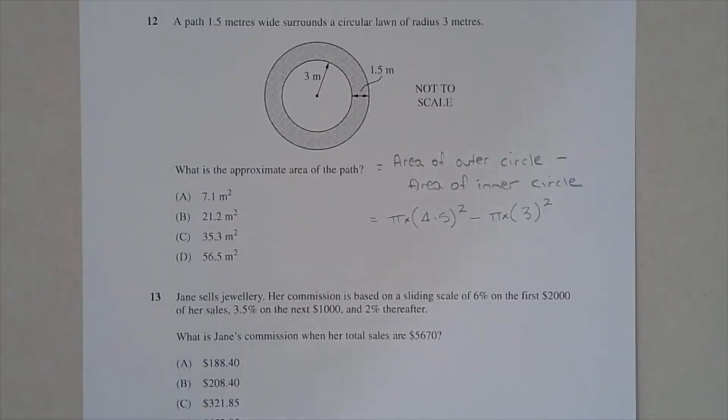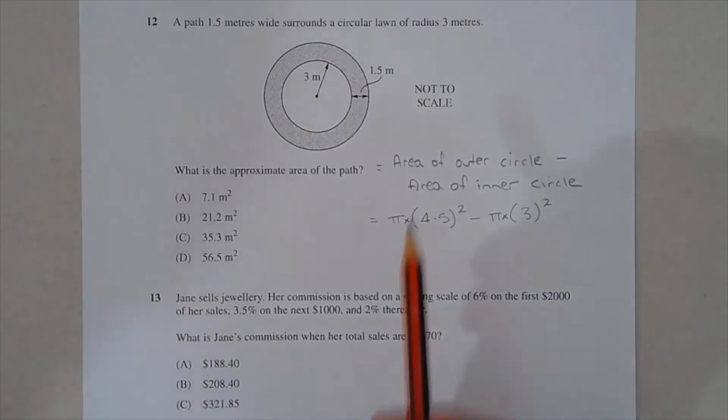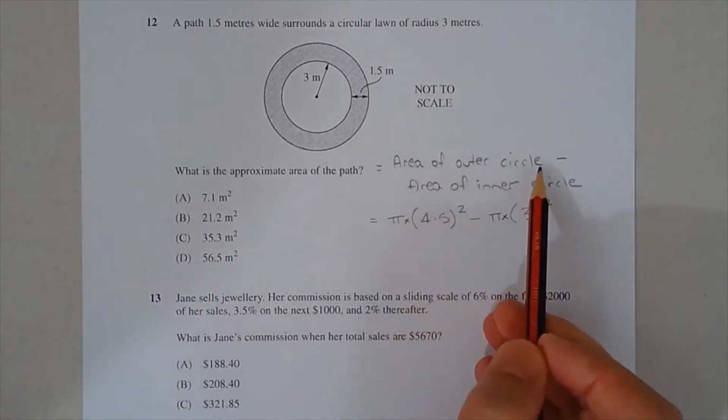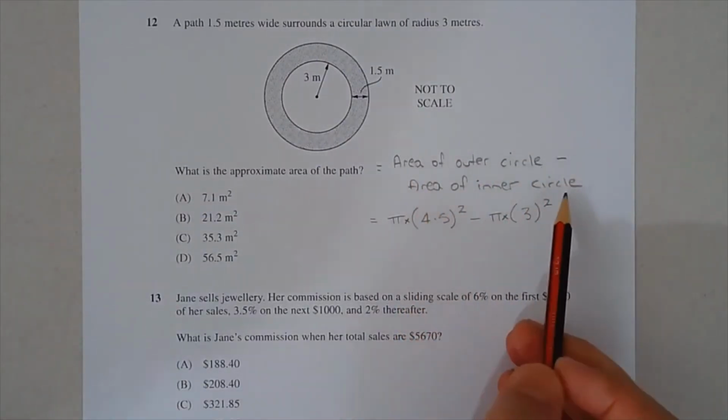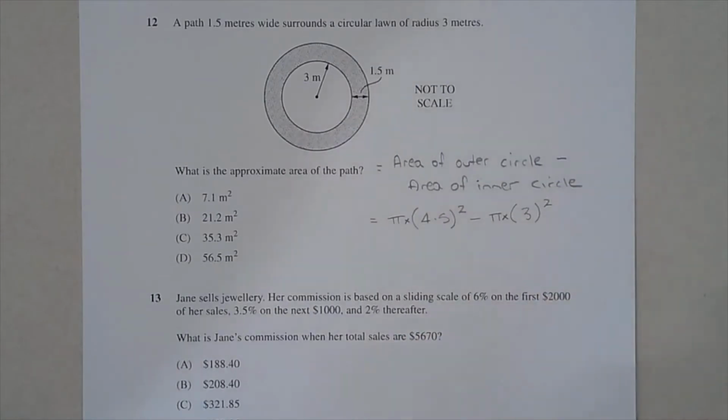Question 12. A path 1.5 metres wide surrounds a circular lawn of radius 3 metres. What is the approximate area of the path? Now this can be found by finding the area of the outer circle and subtract from that the area of the inner circle. So it's the area of a composite shape.